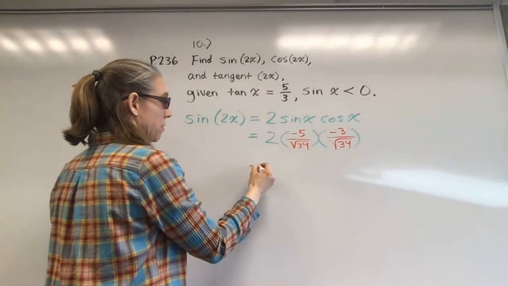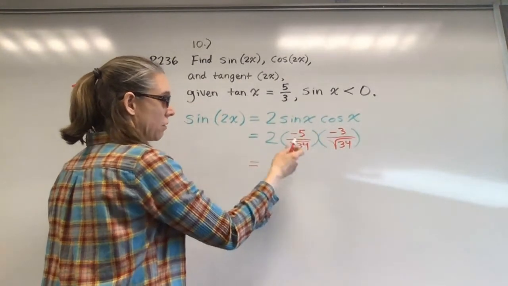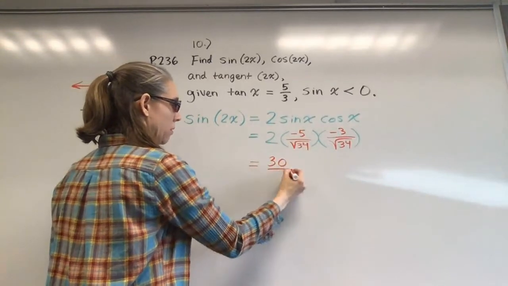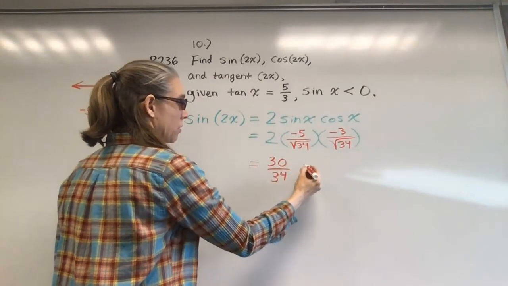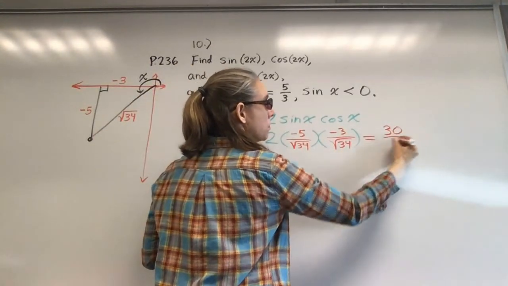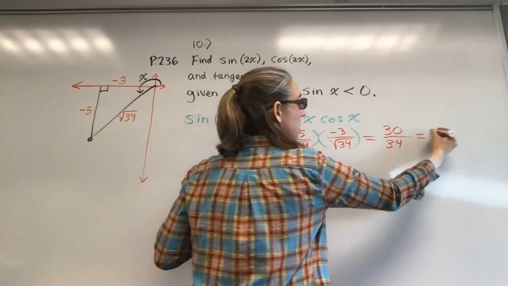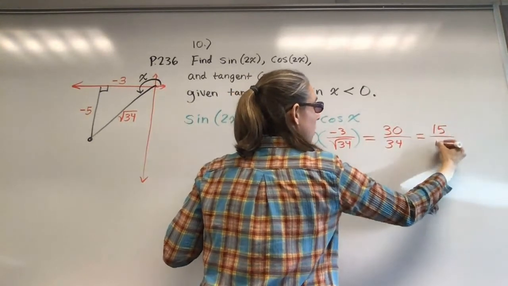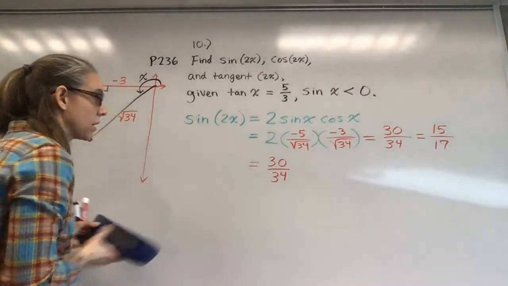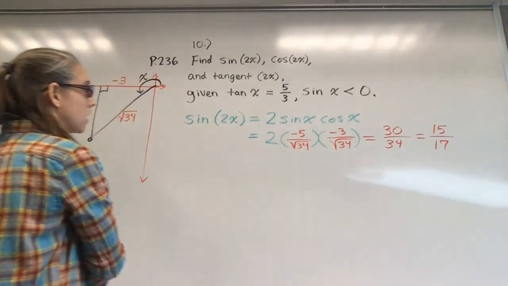So then this simplifies. We have a negative times a negative, positive, 15 times 2, 30 over 34. And that further simplifies. I think I should do this up here. 30 over 34 simplifies to 15 over 17. Okay, so now we'll repeat this process again with cosine and with tangent.